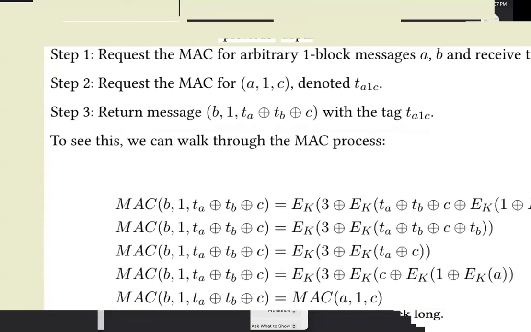See this, we can walk through the MAC process. So we're essentially just subbing in for the equation here. The thing is, this encryption function will return tag B over here, which will cancel out here. And by step 3, we're left with the encryption of tag A XOR C. Then we can sub back in C XOR the encryption of 1 XOR the encryption of A. And this is equivalent to the MAC of A||1||C.